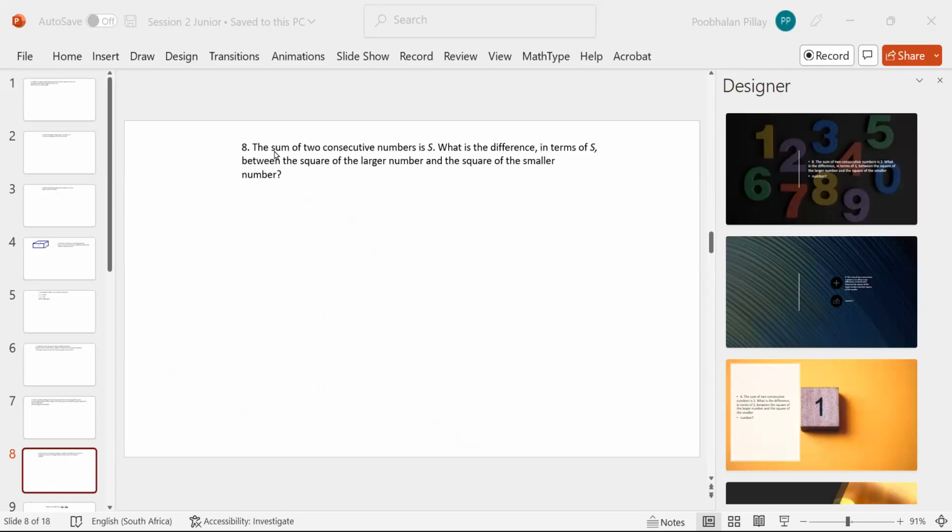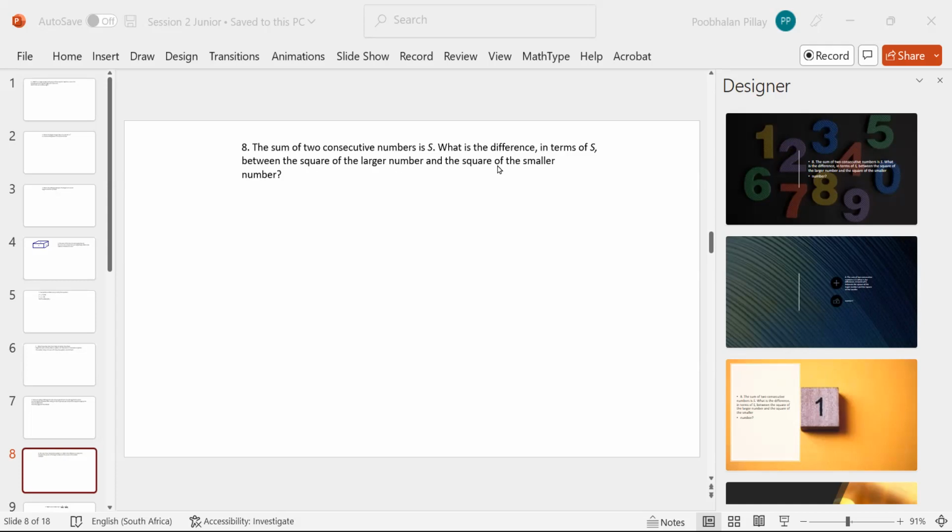Problem number 8. The sum of two consecutive numbers is S. And consecutive means the numbers which are next to each other. So they say that when you add these two numbers, the answer is S. We don't know what the numbers are. What is the difference in terms of S between the square of the larger number and the square of the smaller number?